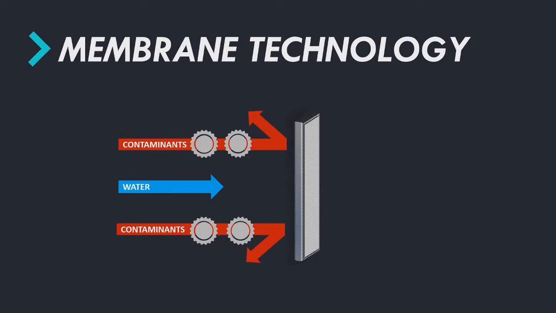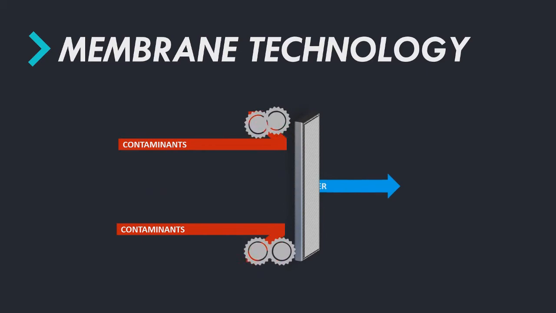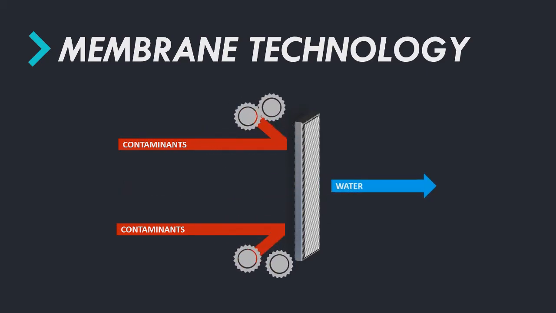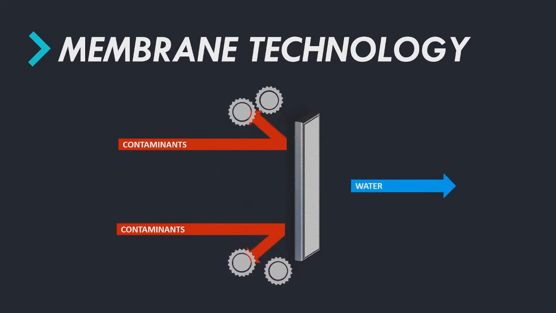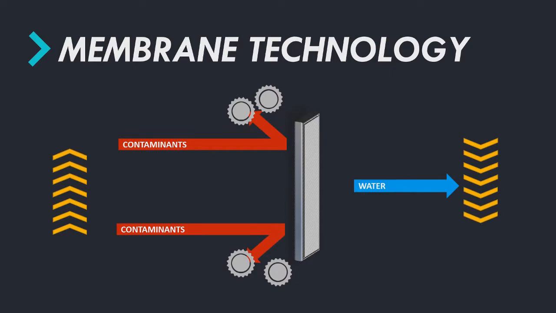So, how does membrane technology operate? The membrane acts as a barrier that allows water to pass through but blocks unwanted contaminants from passing through it. Fluids will easily pass through because of the pressure difference between one side of the membrane and the other.